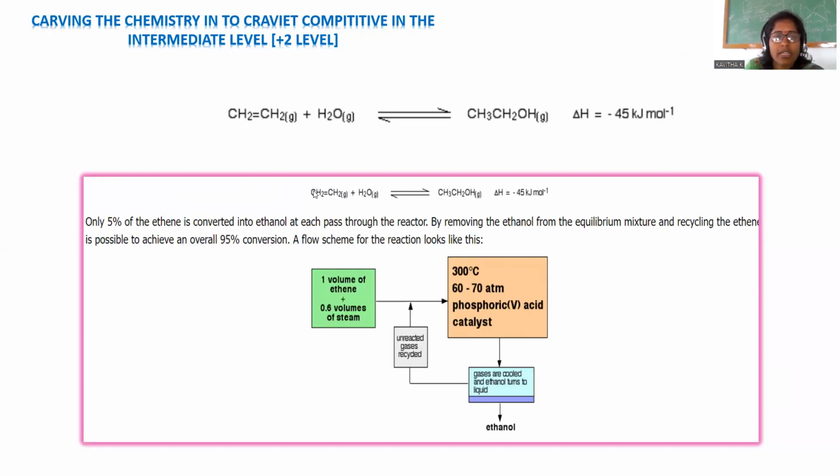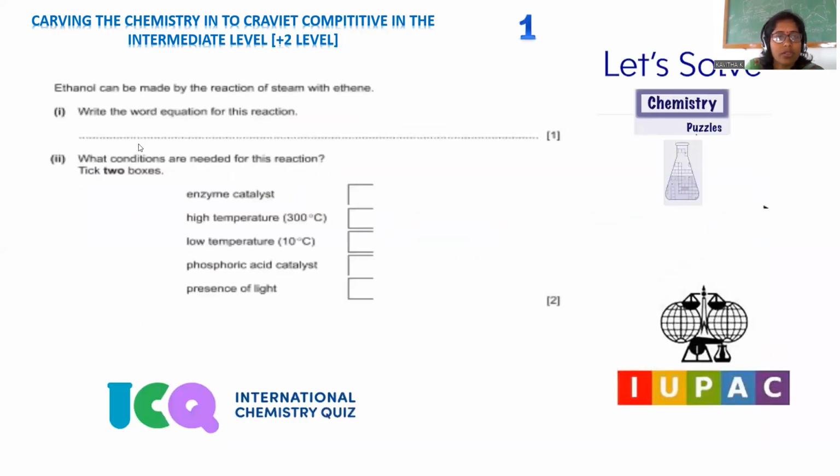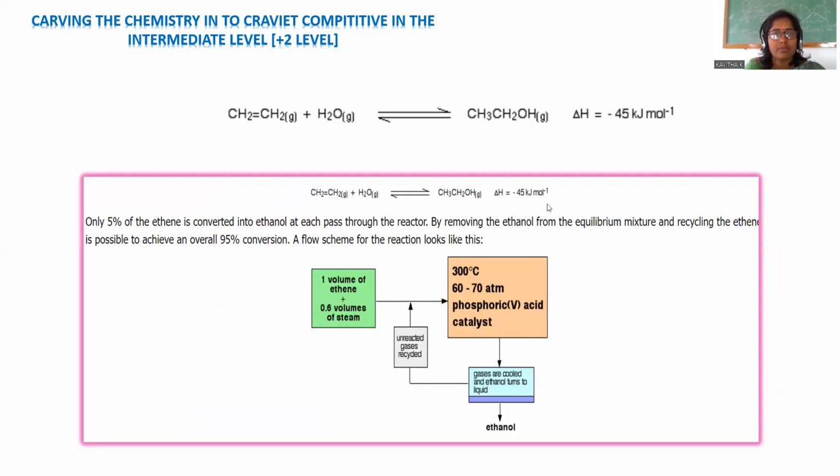If you want to write its word equation, what we have to do is write ethene plus steam. Here water can be mentioned as steam. For the formation of ethanol, we can mention the name of this compound, ethanol, so that it is entirely given in word format. Ethene plus steam gives rise to ethanol is the word representation of this ethanol formation.